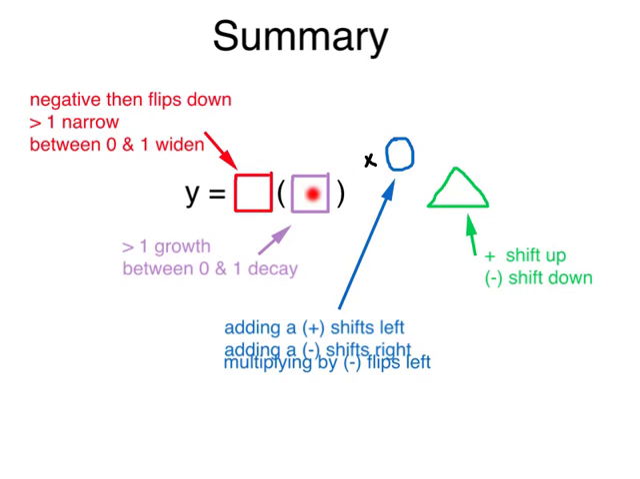Now the base itself, the number inside the parentheses, if it's bigger than 1, then it's increasing, so it's exponential growth. If it's a fraction between 0 and 1, it's decreasing. It's called exponential decay. That's it.